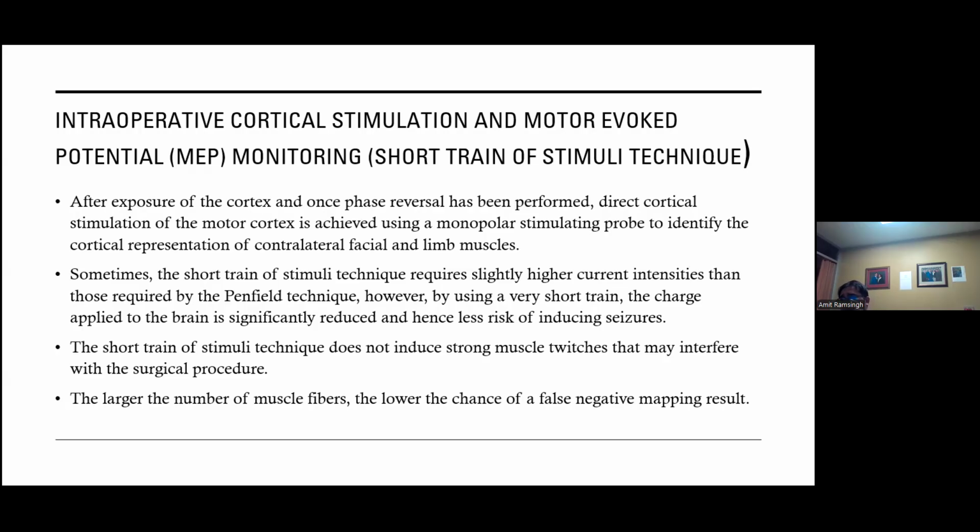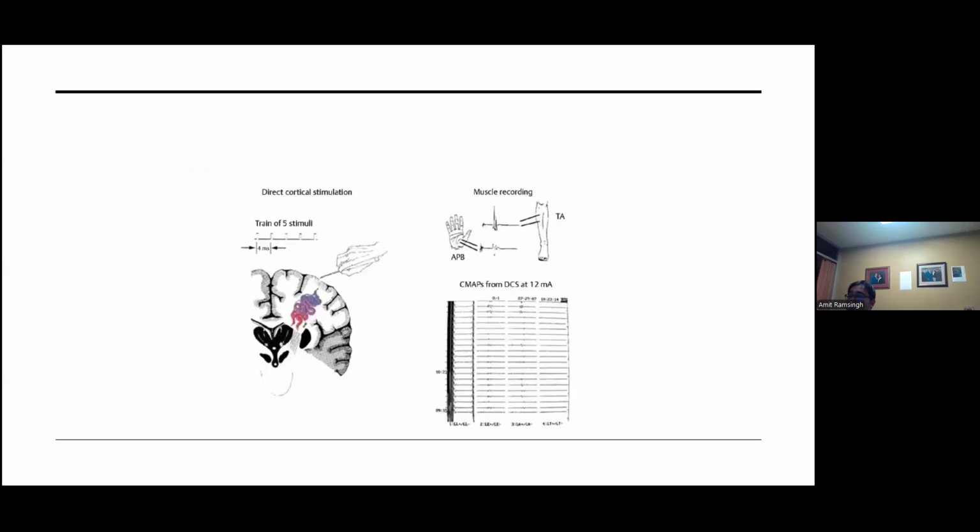However, unlike the Penfield technique, which uses 60 hertz, we use it in a very short train to stimulate the brain. So the charge applied to the brain is significantly reduced, and we run less risk of inducing intraoperative seizures. The short train of stimuli technique does not induce strong muscle twitches that may interfere with the surgical procedure. The larger the number of muscle fibers that are stimulated, the lower the chance of a false negative mapping result.